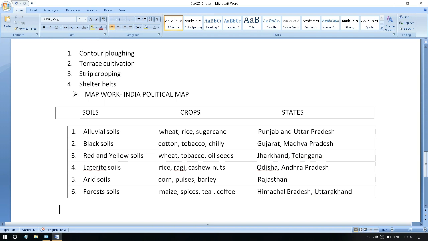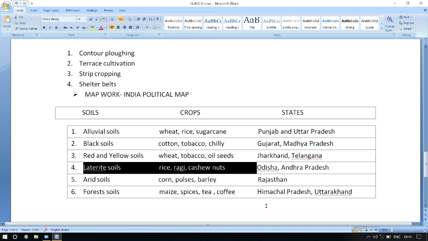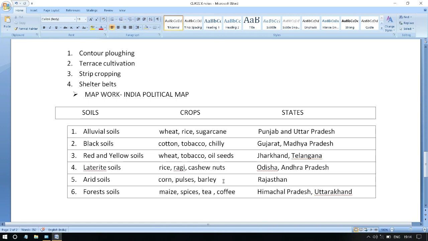Second, we come to the black soils, and this soil of course is black in color. It is also known as regur soil, that we will discuss after that. The crops which we grow here are cotton, tobacco, chili. And the states where this soil is found are Gujarat, Madhya Pradesh. Third is red and yellow soil, and here we grow the crops wheat, tobacco, oilseeds. And the states where we find this soil are Jharkhand, Telangana.